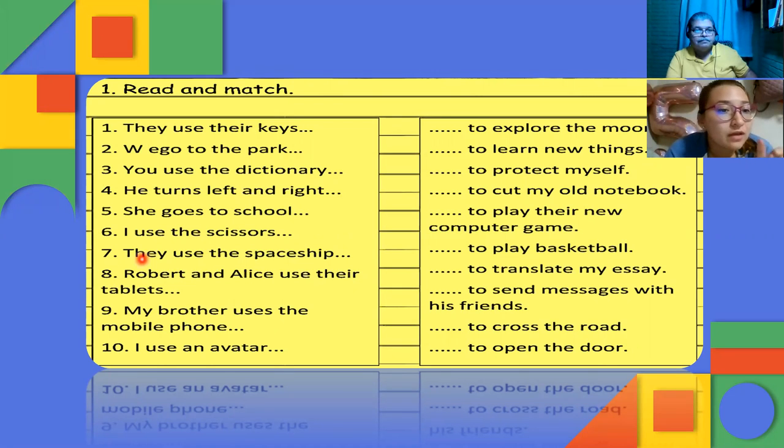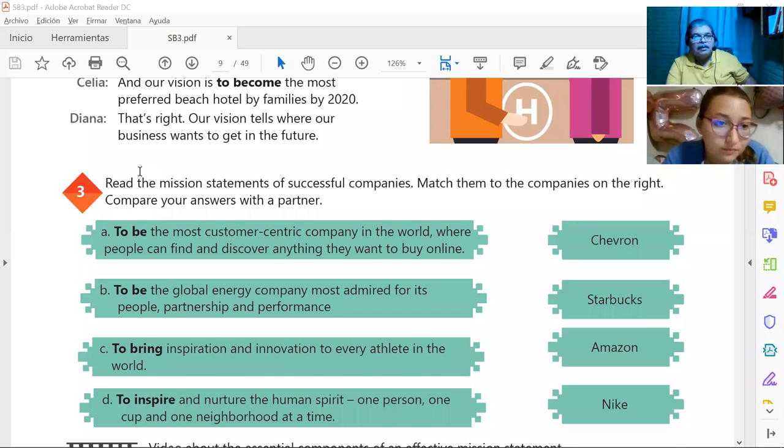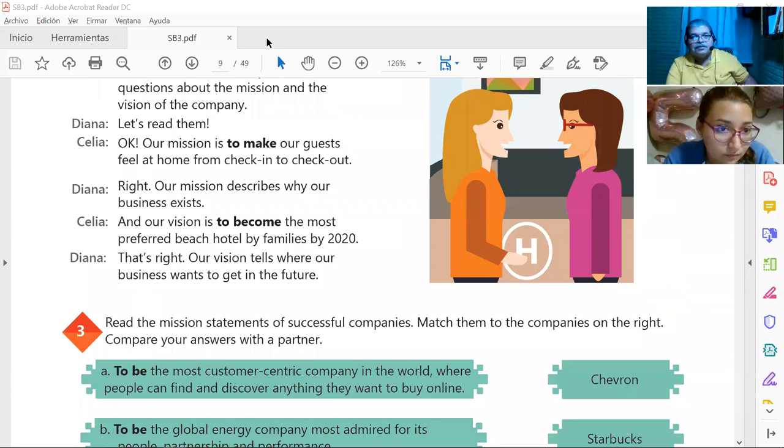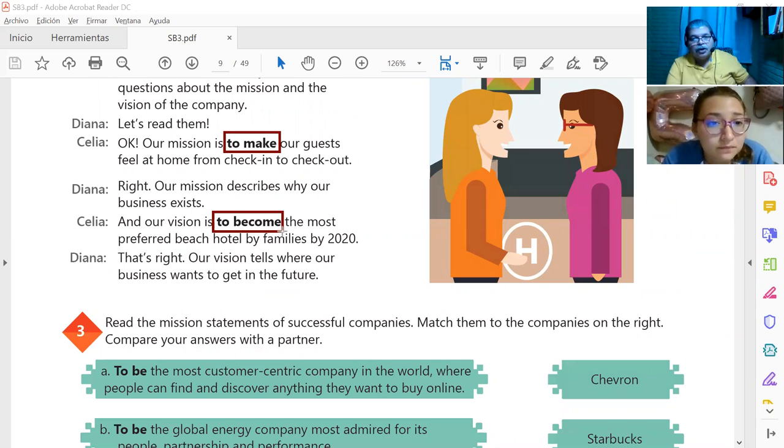Ahorita estoy viendo donde dice read and match. Ay, perdón. No te compartí la pantalla. Bueno, ¿hoy sí estás viendo el libro? Sí. Te decía que este es el infinitive que usamos to make, to become, to express purpose, or the reason of an action. Usually, when we talk about vision and mission, comienzan con un infinitive of purpose. Es el propósito de lo que queremos.